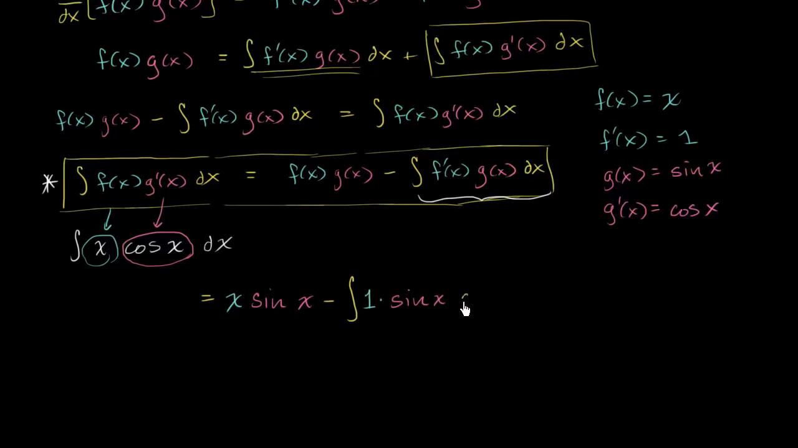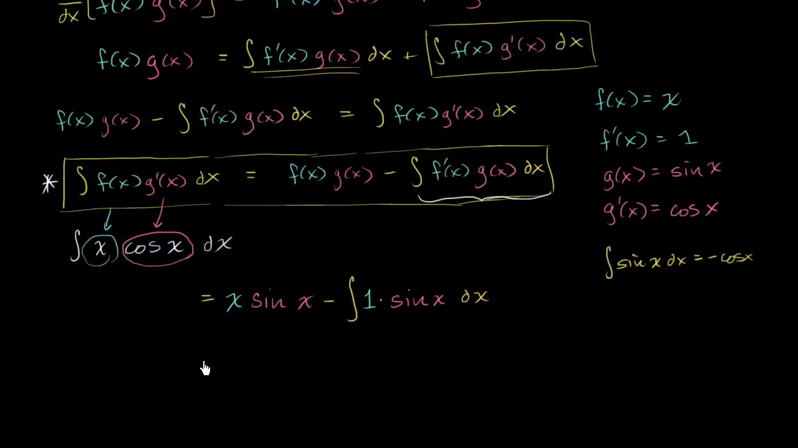Now, this was a huge simplification. I went from trying to solve the antiderivative of x cosine of x to now I just have to find the antiderivative of sine of x. And we know the antiderivative of sine of x dx is just equal to negative cosine of x. And of course, we can throw the plus c in now that we're pretty much done with taking all of our antiderivatives.